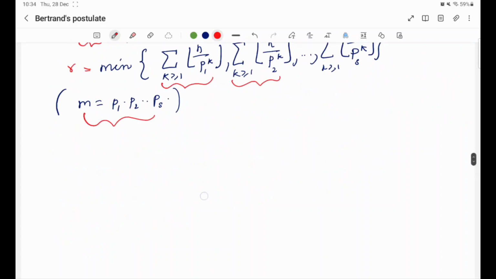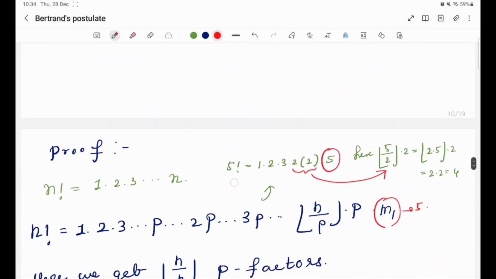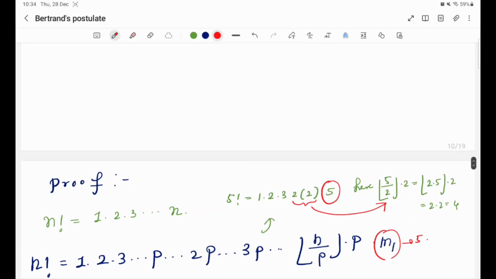Now we'll go for the proof of this theorem. The proof is very easy. You can see this is just an observation. n factorial can be written as 1 times 2 times up to n.